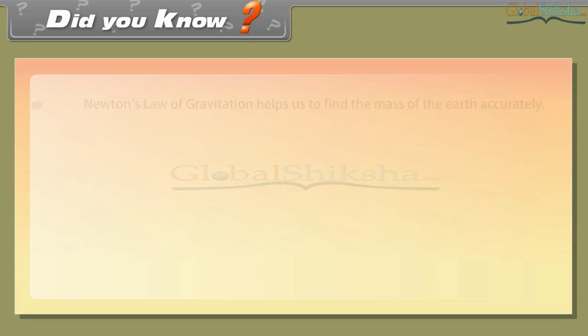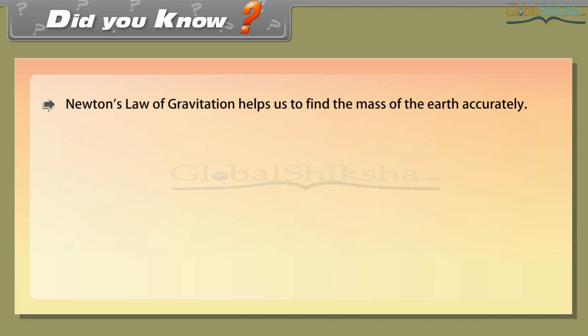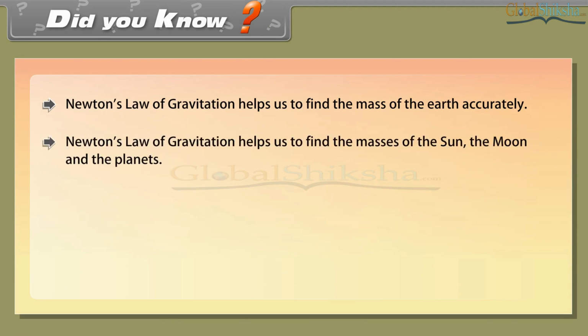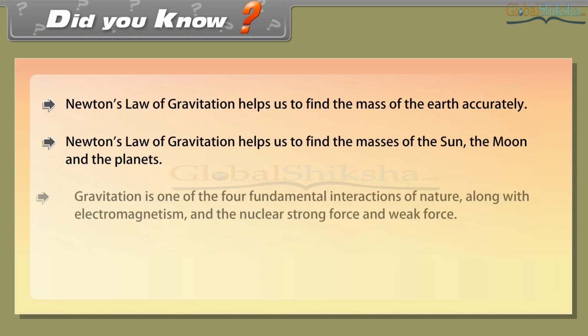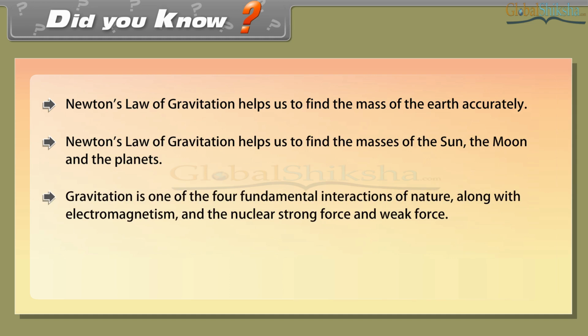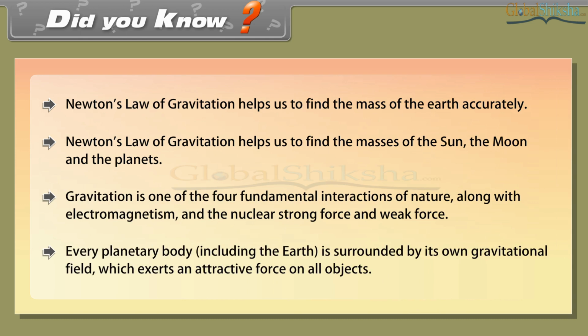Did you know? Newton's law of gravitation helps us to find the mass of the earth accurately. Newton's law of gravitation helps us to find the masses of the sun, the moon, and the planets. Gravitation is one of the four fundamental interactions of nature, along with electromagnetism and the nuclear strong force and weak force. Every planetary body, including the Earth, is surrounded by its own gravitational field, which exerts an attractive force on all objects.